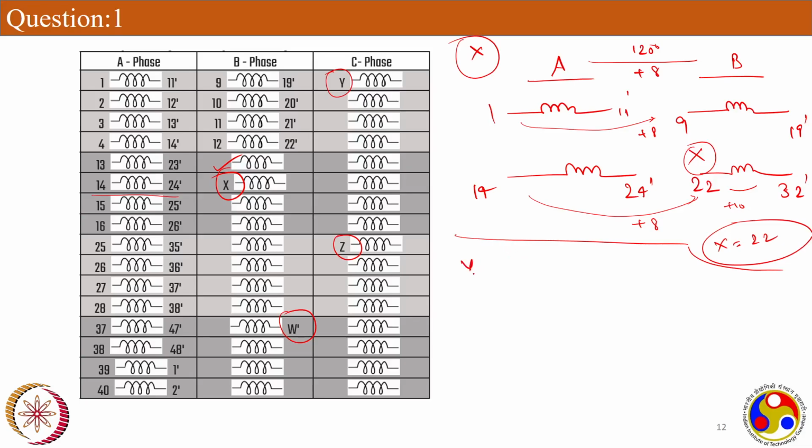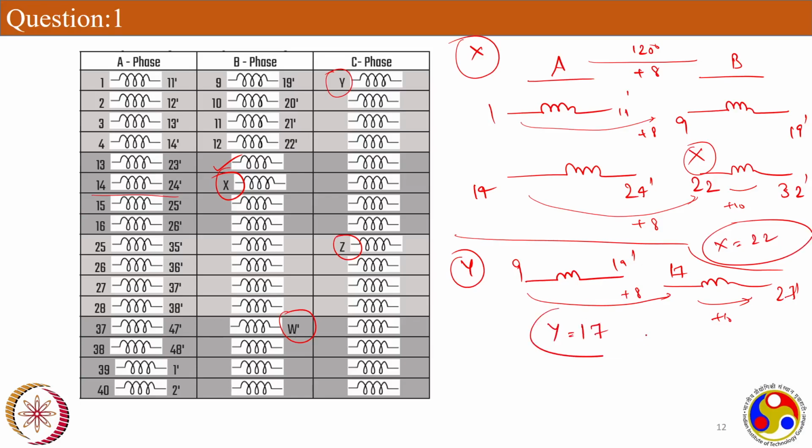Now let's calculate y. Where is y? It is here, so we already calculated this, I guess. If it is 9 and 19 dash under B phase, it should again be 8 slots. 9 plus 8 is 17, and it will be 10, 27 dash. So y is 17. Now what is z? To get z, we need to get this one first, and then we can get this one, right?